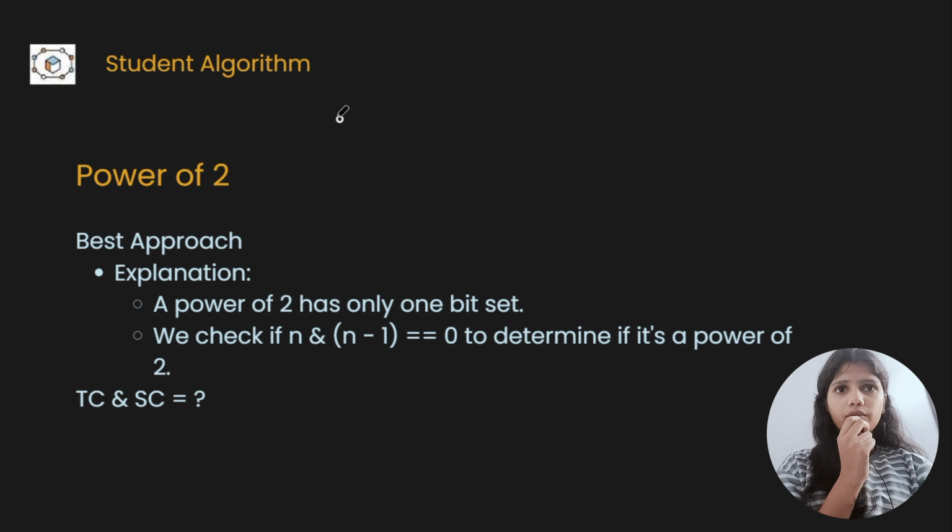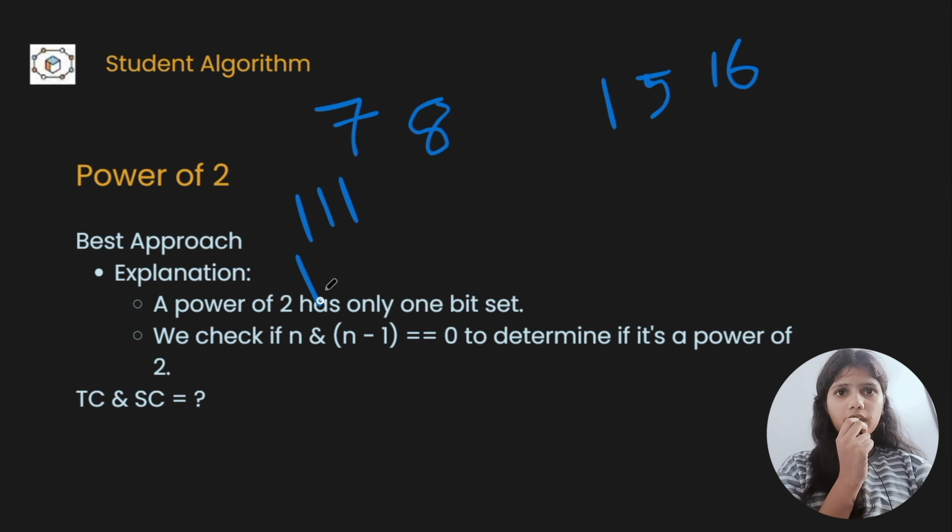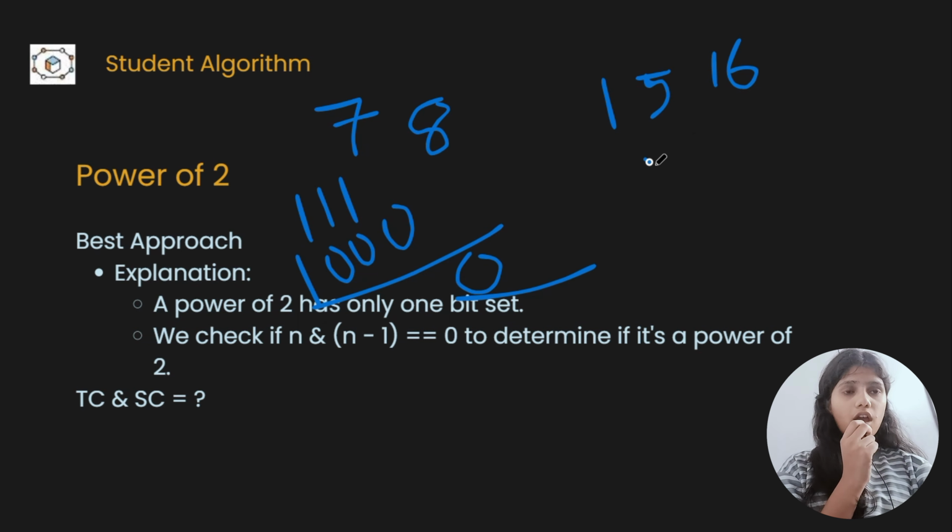Let's take a few numbers. Let's take 7, 8, 15 and 16. Now we have 7 over here. We'll write it in this form. We have 8 over here. So whenever we perform the AND operation, you'll get 0. No matter what, if you perform the AND operation between these, you'll get 0.